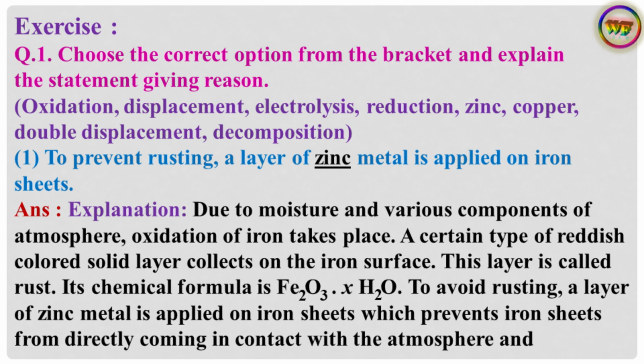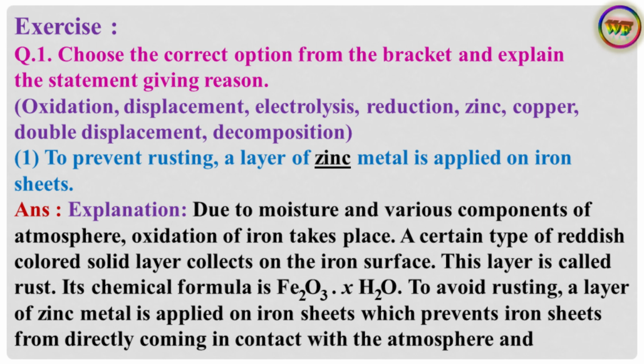Exercise. Question 1. Choose the correct option from the bracket and explain the statement giving reason. Oxidation, displacement, electrolysis, reduction, zinc, copper, double displacement, decomposition. Sub-question 1. To prevent rusting, a layer of zinc metal is applied on iron sheets.